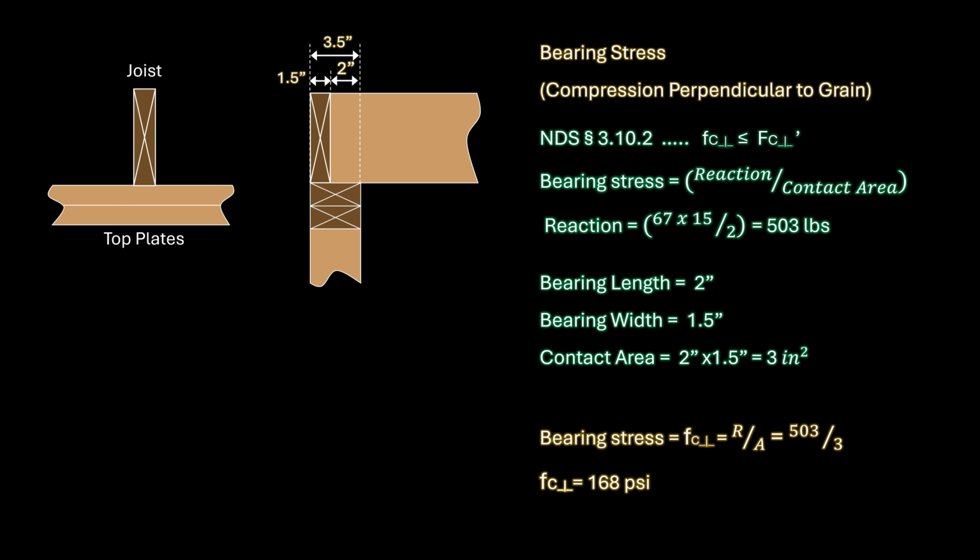When checking bearing perpendicular to grain, we are concerned about the impact of bearing stress on both the joist and the top plates which are supporting the joist. The joist is experiencing this stress at the point of contact with the top plates, while the top plates are also experiencing this stress at the point of contact with the joist. For this example, we are assuming that both the top plates and joist are of the same species and grade, which means that the reference compression design value perpendicular to grain is the same.